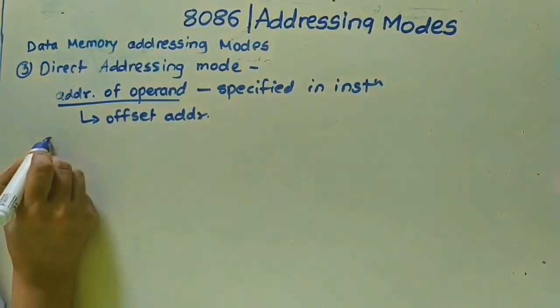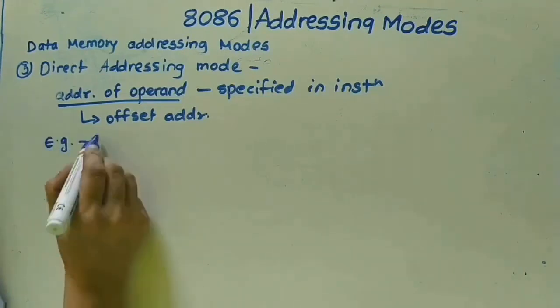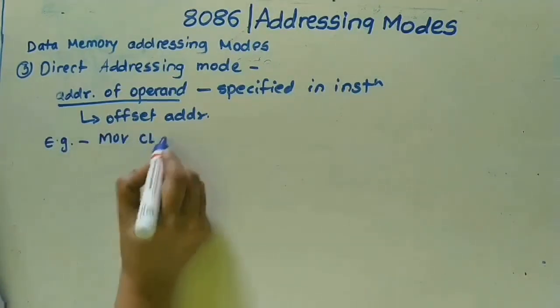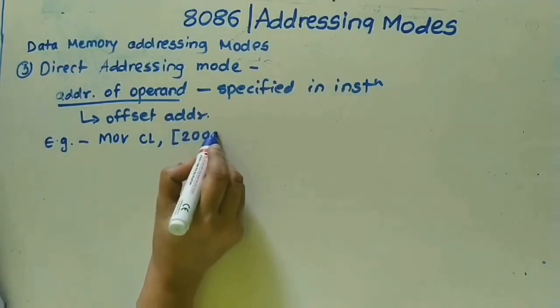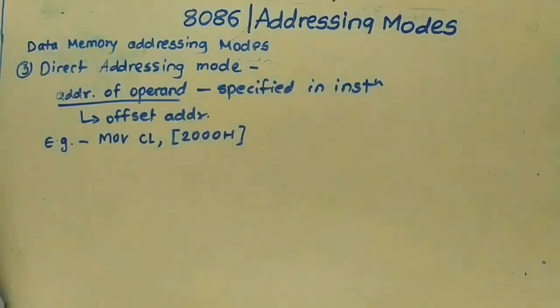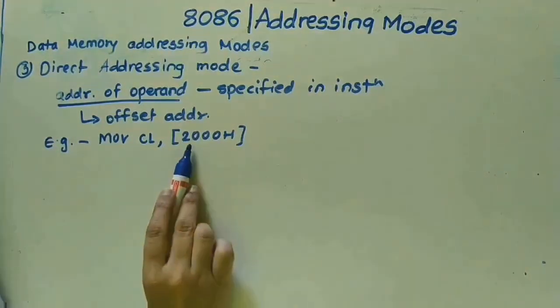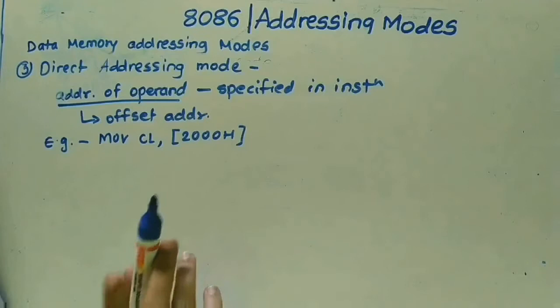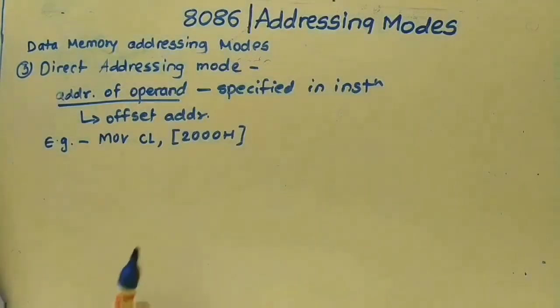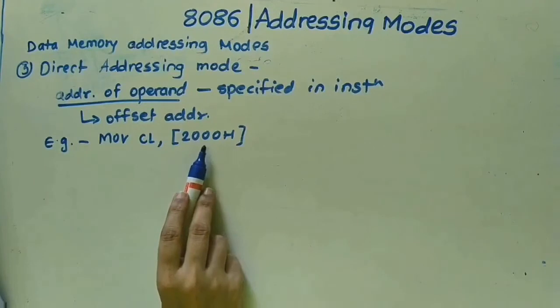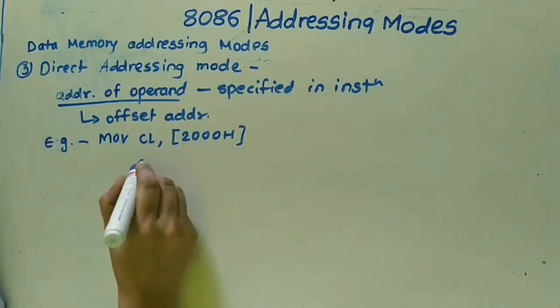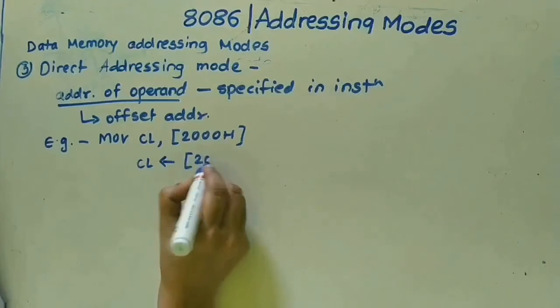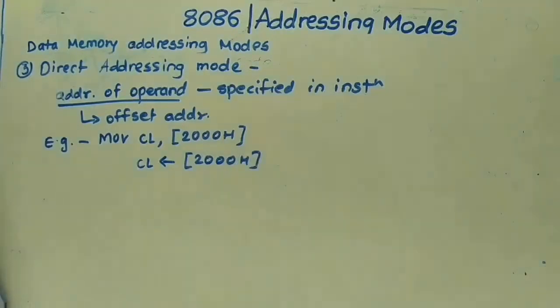Let's consider one example. MOV CL, [2000H]. So when data is represented in this square bracket, that is nothing but the memory location or the offset address. So here what happens, the data from this 2000H location is transferred to CL after execution. So after execution, the data from this 2000H location is transferred to the CL register.